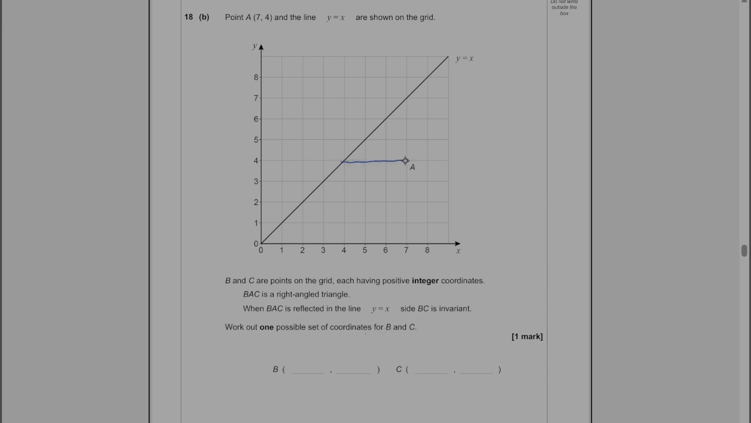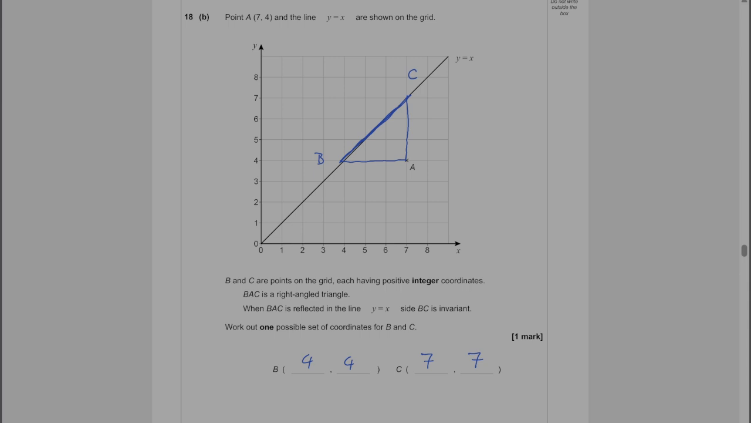So B and C, and that makes that the invariant line. So the coordinates for B are 4, 4. Coordinates for C are 7, 7. But of course, those could be the other way around.